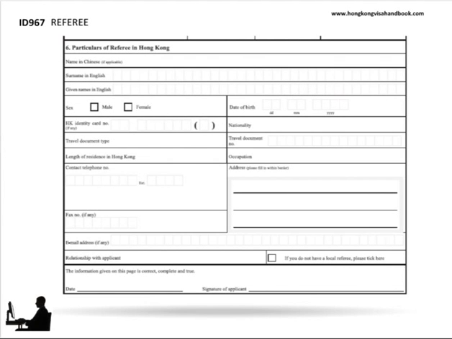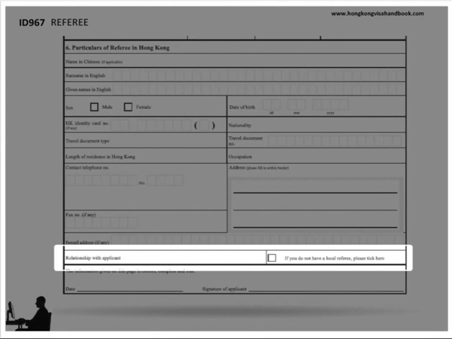The referee is an important overall part of the capital investment visa application process, as the assumption is that you will have a point of contact in Hong Kong who both knows you and who can be contacted by the Immigration Department in the event that the standard background checks throw up any red flags.